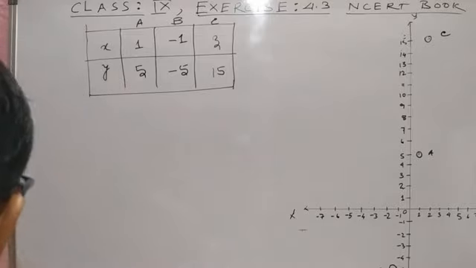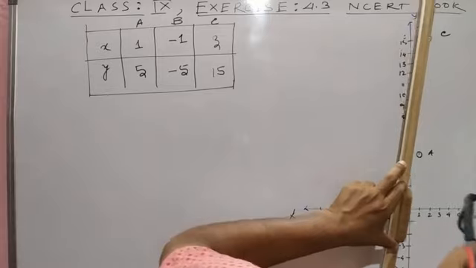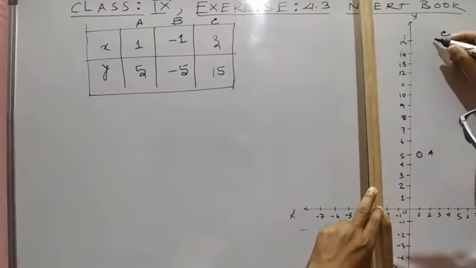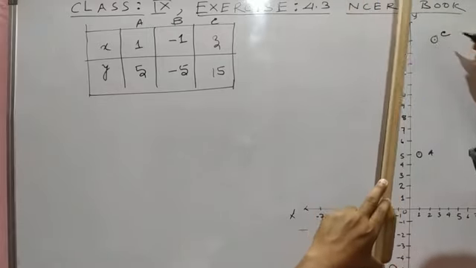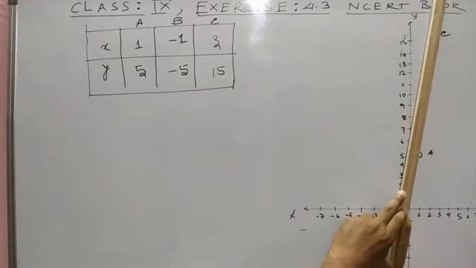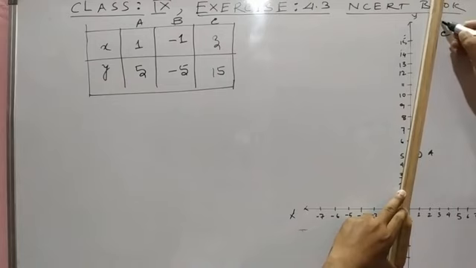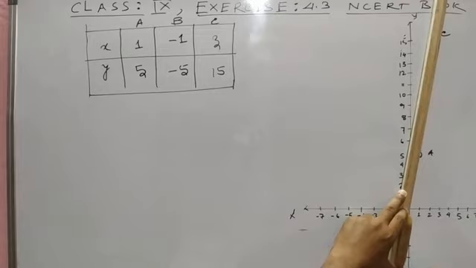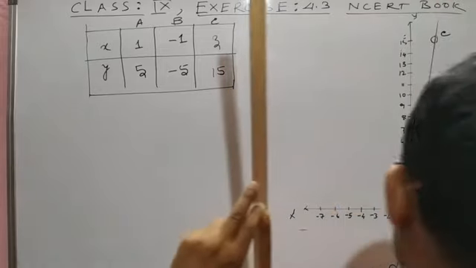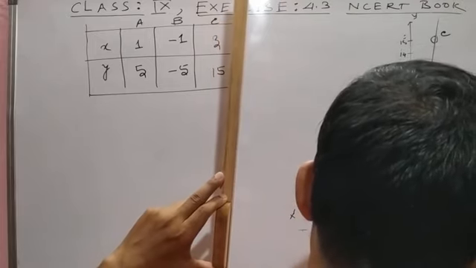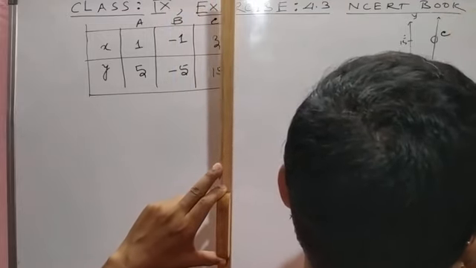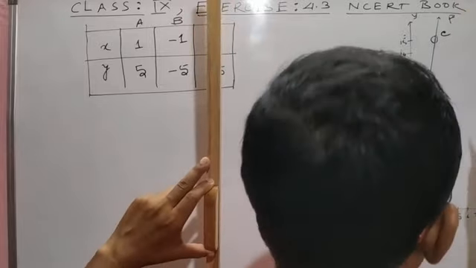Now let us draw the graph of this. If we draw the graph, this will be the graph. PQ will be the graph.